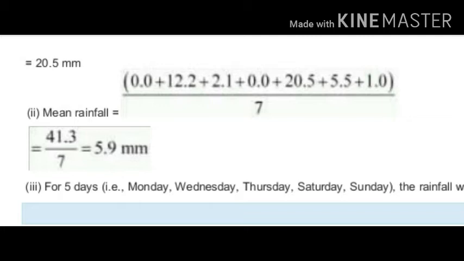Now we have to find the mean rainfall. So we have to add all the observations. So the sum of all the observations is 41.3 and the number of observations is 7. So 41.3 upon 7 is equal to 5.9. So mean rainfall is 5.9 millimeter. And last, how many days was the rainfall less than the mean rainfall? So for 5 days.